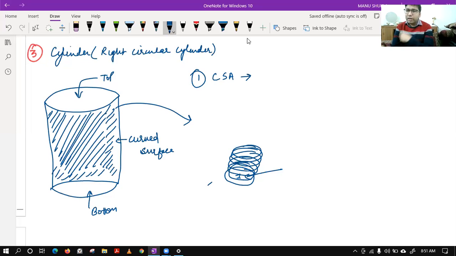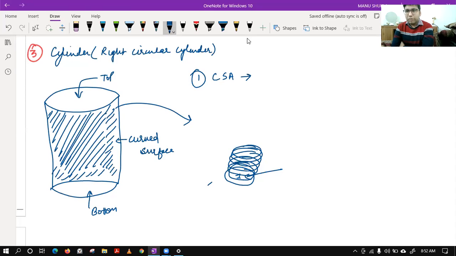And if there are two coins, the sum of circumference becomes 2 pi r plus 2 pi r. If there are three coins, it becomes 2 pi r plus 2 pi r plus 2 pi r. And if there are h number of coins, it becomes 2 pi r added h number of times. And we all know multiple addition is the same as multiplication. So what is the formula of curved surface area?